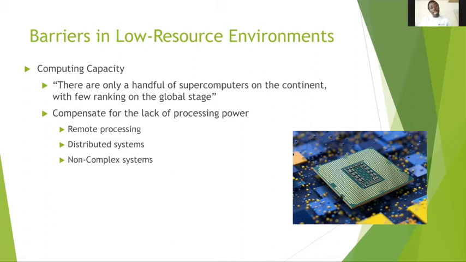And even if they did, that means everyone needs to use the same supercomputer, and so computing capacity can be an issue. How do we compensate for this? We think about things like remote processing. We probably have to process our data elsewhere and then transfer it back to the system we're using. We think about distributed systems. We may need to distribute our algorithms and process them on multiple processors and then pull them back, or figure out how to use multiple machines to process.